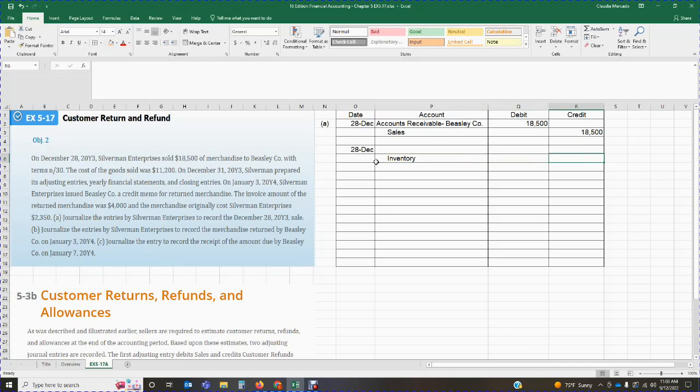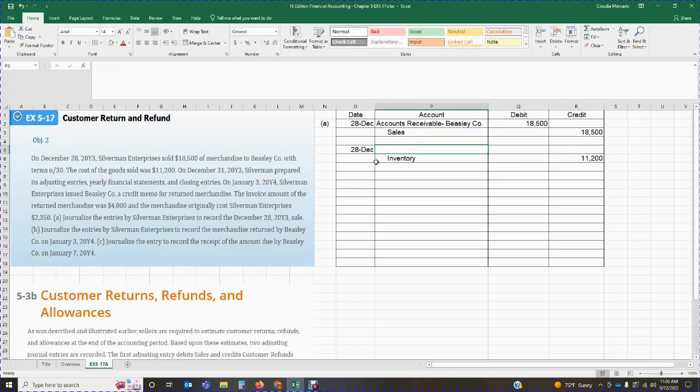Now when you record this entry, it has to be for the amount that you paid for the goods. The cost of those goods was $11,200 and we sold them for $18,500. When we update our inventory, we have to update it at cost. How much did we pay for those goods? Well, we paid $11,200. So my inventory is going to decrease.